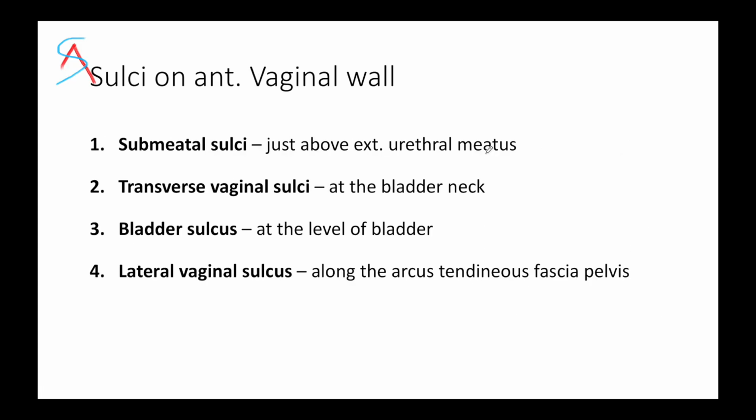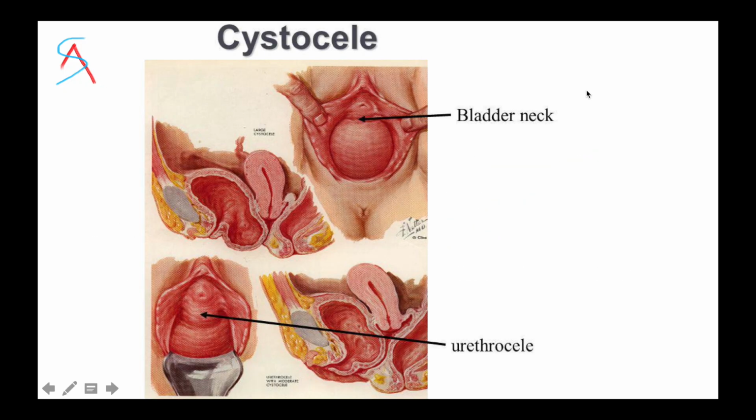If there is any mass or bulge between the submeatal and transverse vaginal sulci in the anterior vaginal wall, it would mostly be called urethrocoele. If there is any mass or bulge above the transverse vaginal sulcus, then it would be cystocele. For example, this is the transverse sulcus and the mass is above it, so this is cystocele. Here you can see this is the transverse sulcus and this is the urethral meatus sulcus. The mass is between them, so this is urethrocoele.